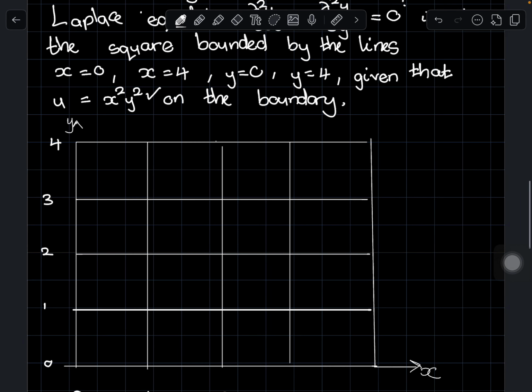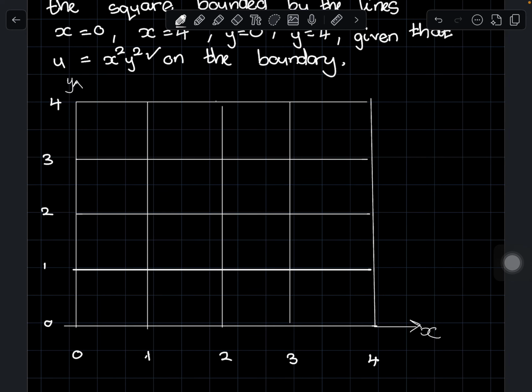Given that u equals x squared y squared on the boundary, I now want to find the boundary points. First, concentrate on the x-axis. On the x-axis, the value of y is 0, and 0 times anything is 0, so the boundary values will be 0, 0, 0, 0, 0. The same applies on the y-axis, where the value of x is 0, and any number times 0 is 0. So again it will be 0, 0, 0, 0.